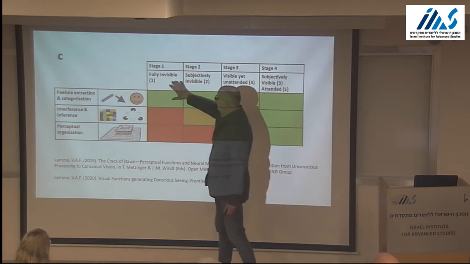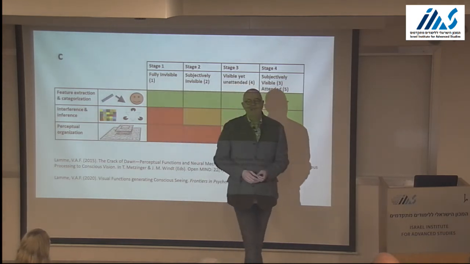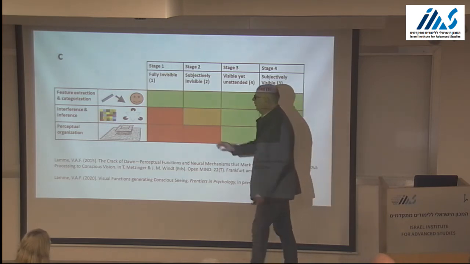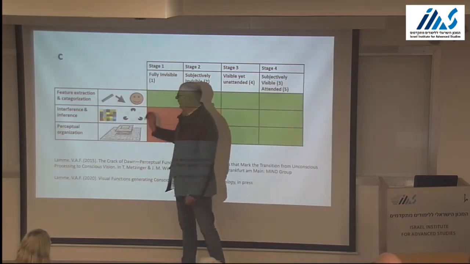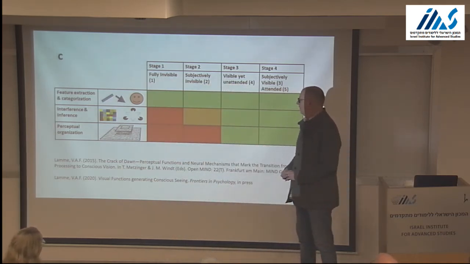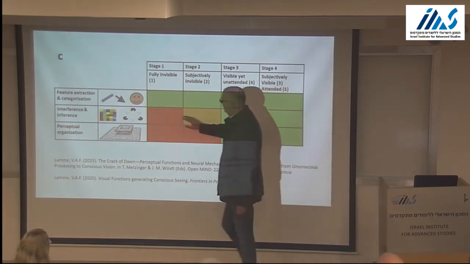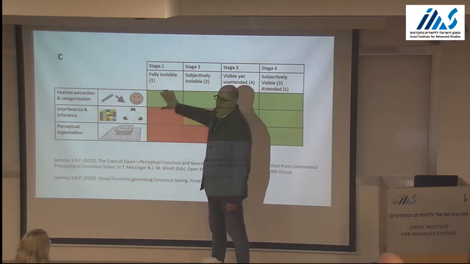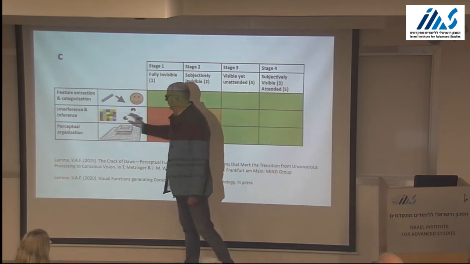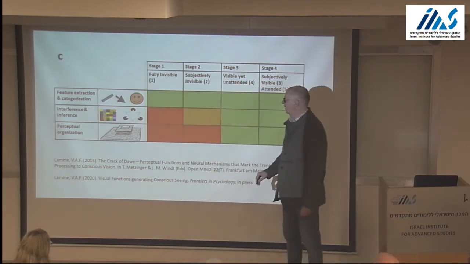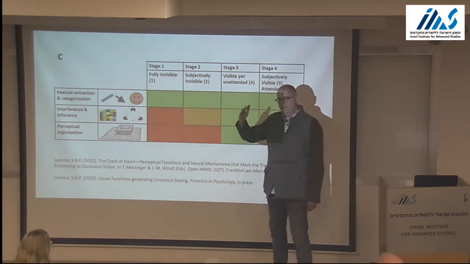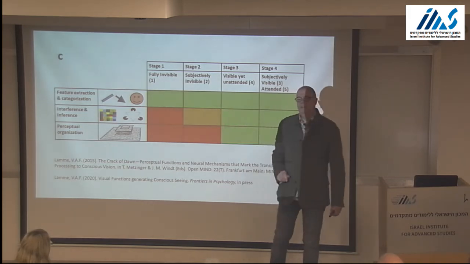So if we look at the fully invisible, so that's really below d prime zero, or in deep anesthesia, so experiments like that, then what you typically are left with is this feature extraction and categorization. I think that's something that most people will agree to. Particularly if you apply these harsh criteria, so d prime zero and what have you, you will typically also not find these interference and inference effects. You may find those when the criterion is a bit more loose, like in these subjective invisibility situations.